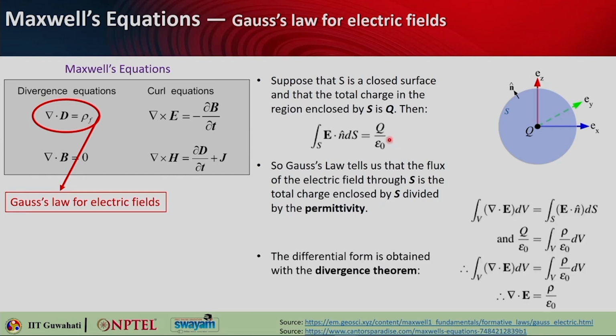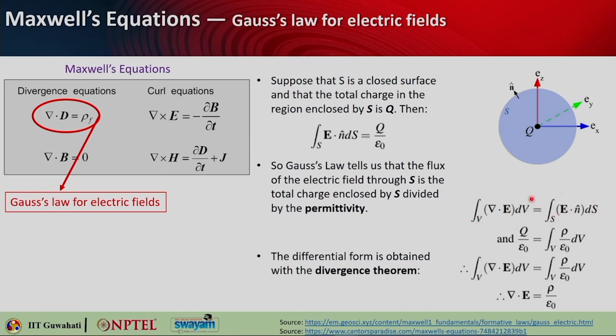Now, this is the integral form. If you try to convert this into the differential form, you can take help of the divergence theorem. How to work with that? This equation is basically a surface integral. From the surface integral you can use the divergence theorem, and you can say the divergence of that particular vector field over the volume will be the same as this surface integral.